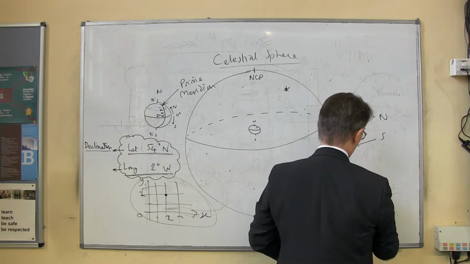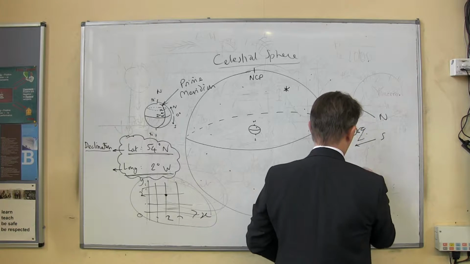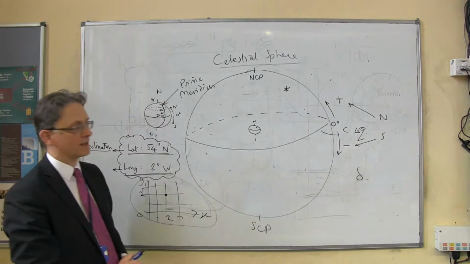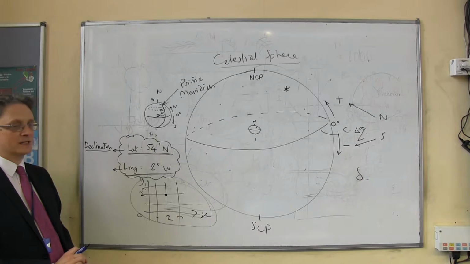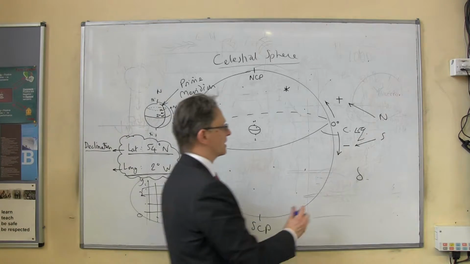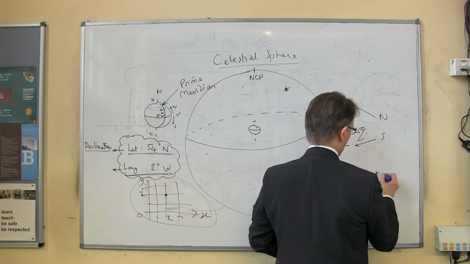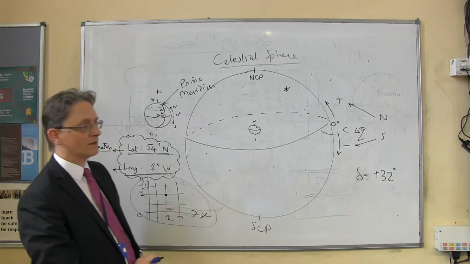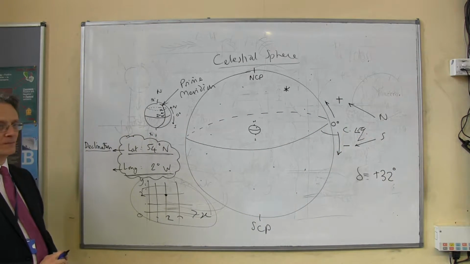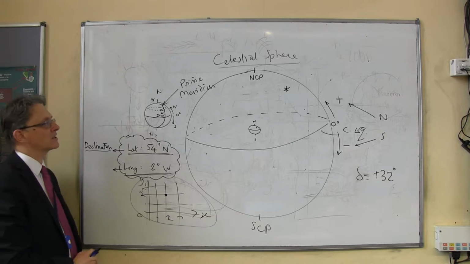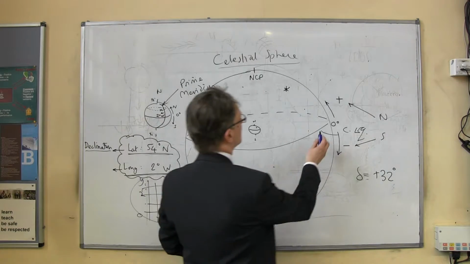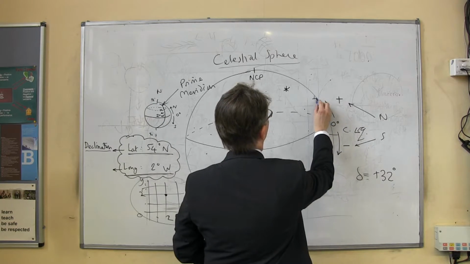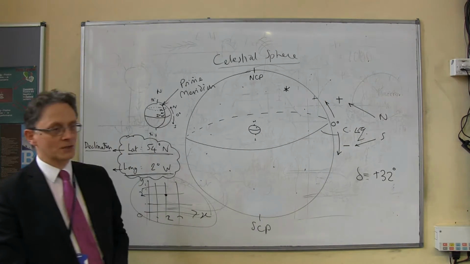It has the Greek letter delta. Start again. The Greek letter delta, which looks a bit like that, like a swirly D. And you might say, I've got a declination, let's say, of plus 32 degrees. You can't say 32 degrees north. All right? So declination 32 means you are 32 degrees above the celestial equator.